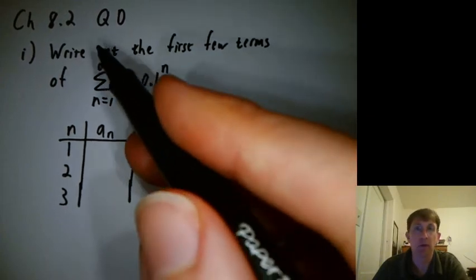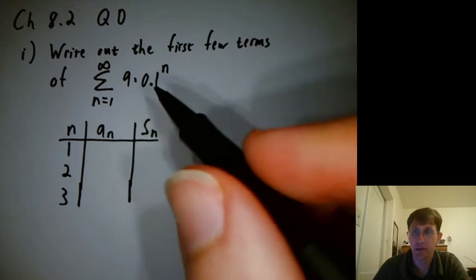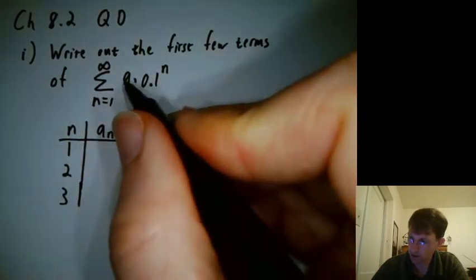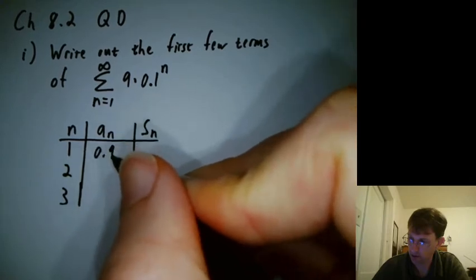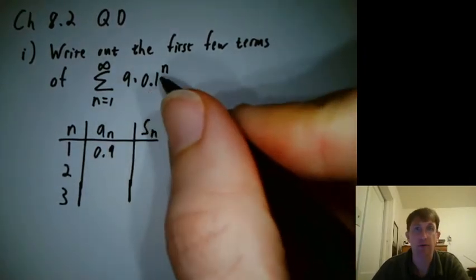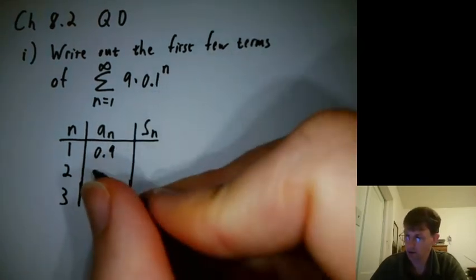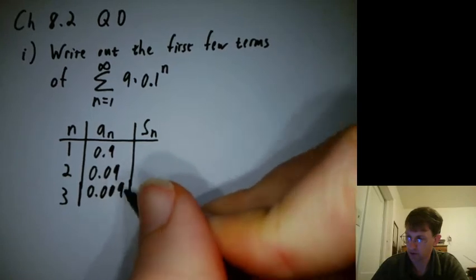Let's take a look at chapter 8.2, question D. It says, write out the first few terms of this series. So at n equals 1, we'd have 9 times 0.1 to the 1, which was just 0.9. At n equals 2, we'd have 9 times 0.1 squared. 0.1 squared is 0.01. So we'd have 0.09 and 0.009.